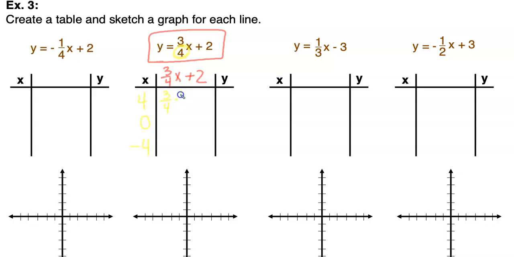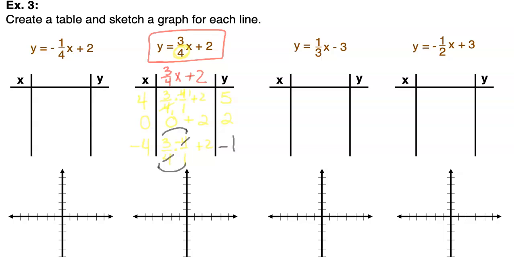3/4 times x is 4. Now my 4's are going to wipe out. So now I have 3/1 or 3 plus 2, which is 5. Now if I put in 0, well, 3/4 times 0 is just 0, so I'm going to put 0 there. So I end up with 2. That's why we like 0. Then I'm going to put -4 in for x here. I'm going to add 2. So like before, my 4's are going to cancel out. So that's 1 and 1. So I have -3/1, which is -3 plus 2, which is -1.